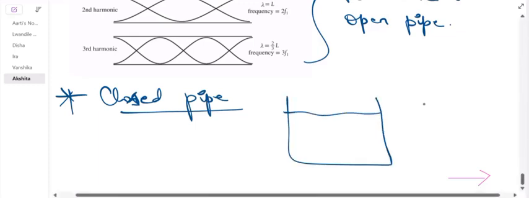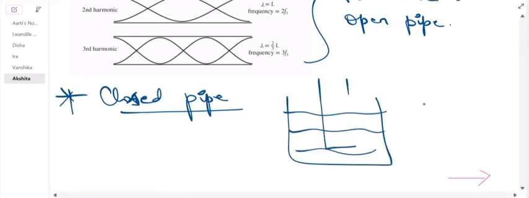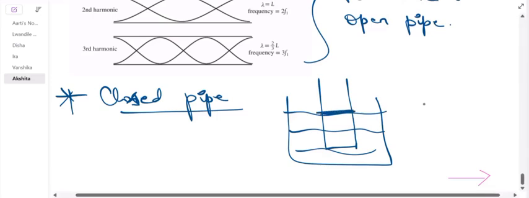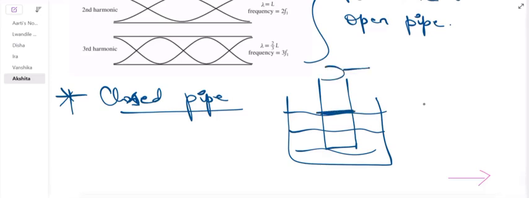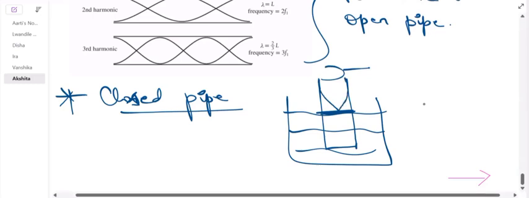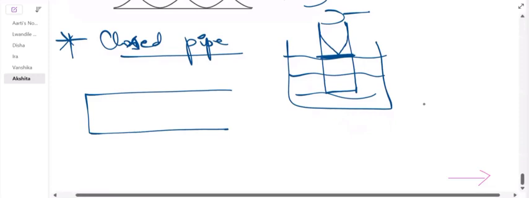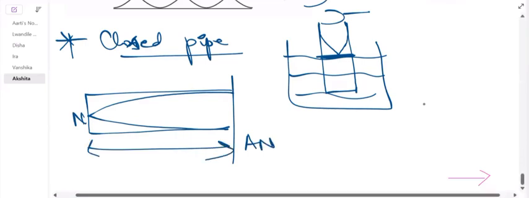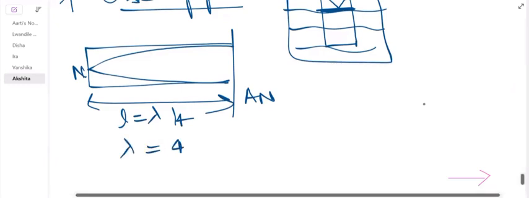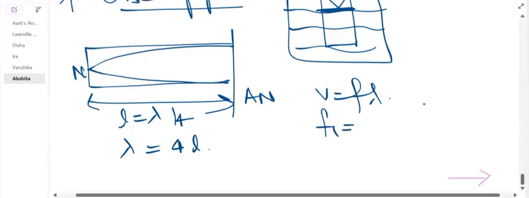Suppose here I am filling a water. Here I am placing my pipe. So I think it got closed from this end. If I put a tuning fork over this and I vibrate, it will be formed like this. So for closed pipe, the basic harmonic will be this. This is one node, this is one antinode. So one node to one antinode, the length is lambda by 4. Lambda will be 4L. So V equals to F lambda. When I apply this, my first harmonic will be V over lambda or V over 4L.